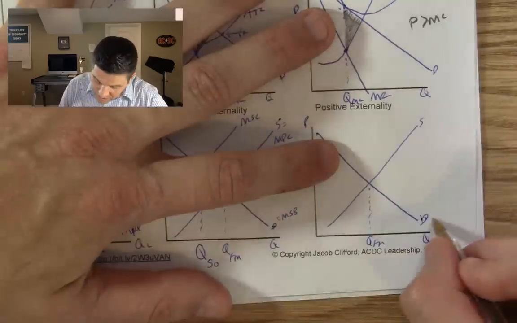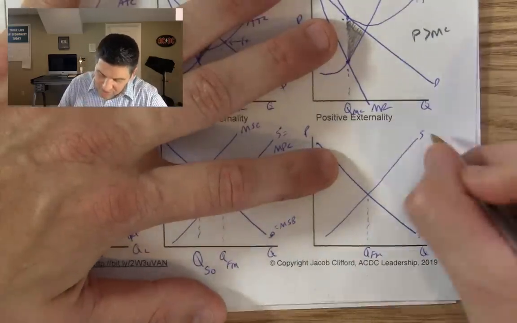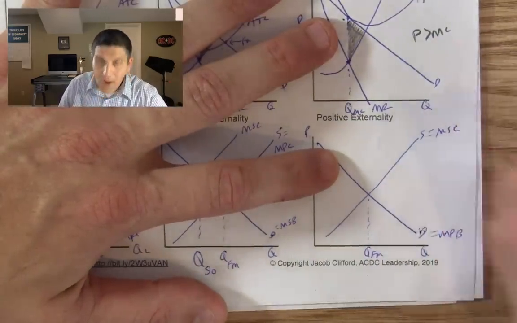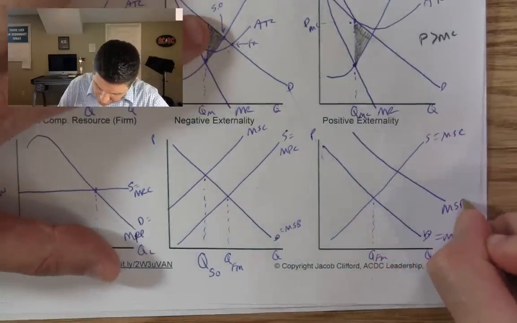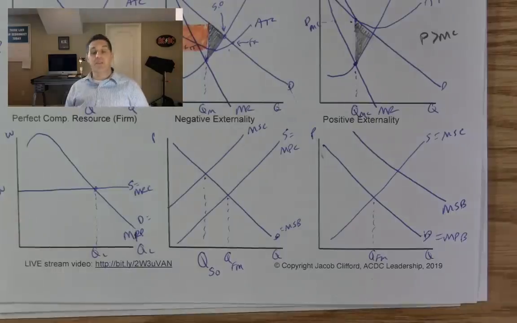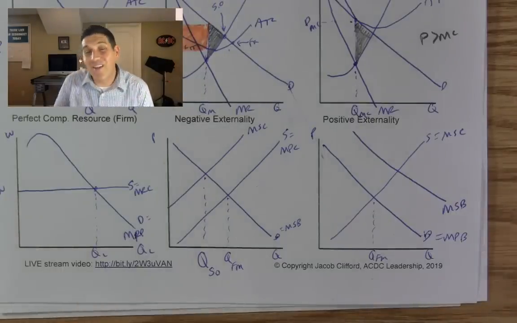Over here, this is the marginal private benefit. This is the marginal social cost, right? And there are these additional benefits. This is the marginal social benefit that the individuals are not factoring in. You're not factoring in all these additional benefits you get from getting a flu shot when other people don't get sick, right?